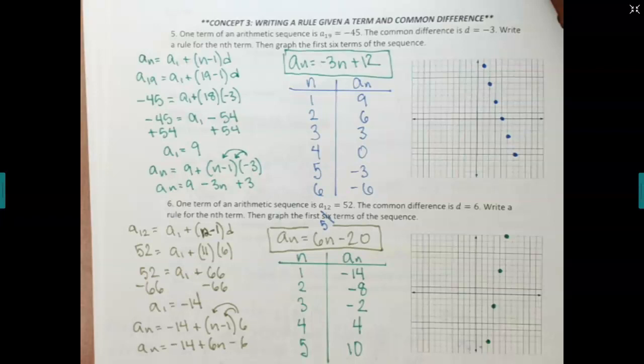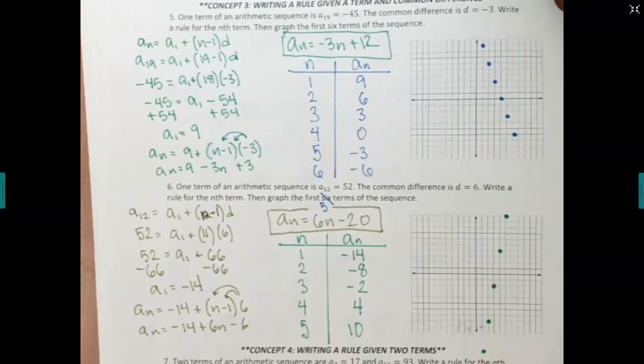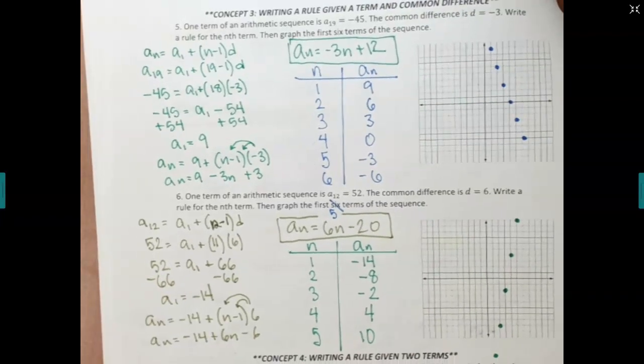Okay, so when you go ahead and solve there, you get a sub n equals 6n minus 20. And then my first terms are negative 14, negative 8, negative 2, 4, and 10. And there is my graph right there. Alright. Next, I'm going to go ahead and do number 7 here.